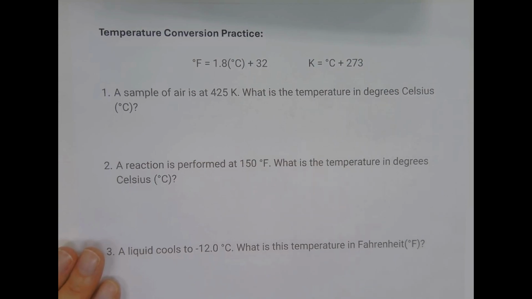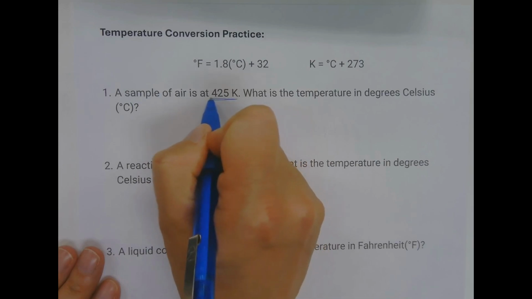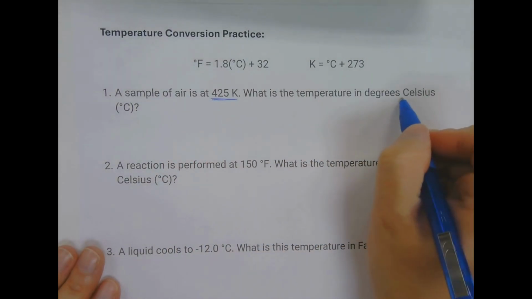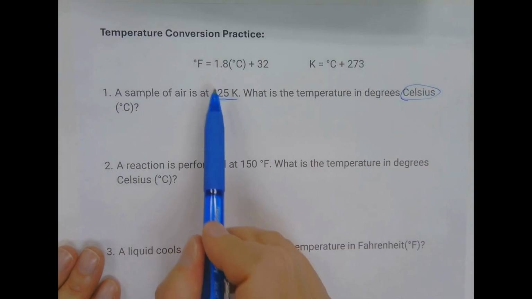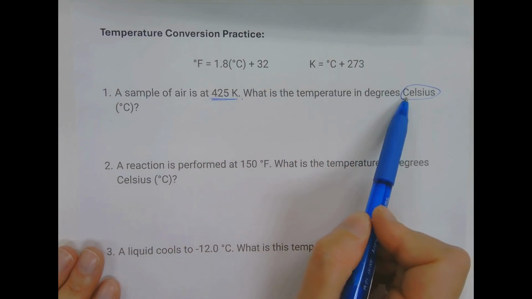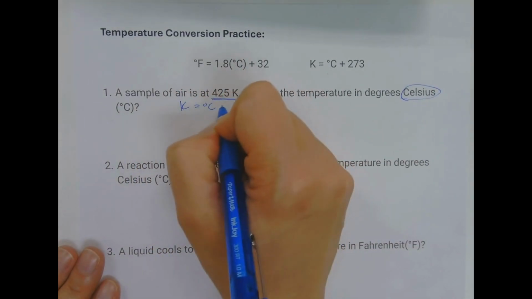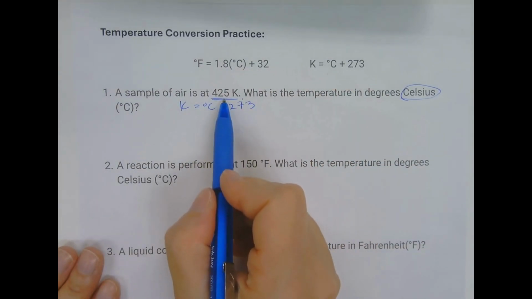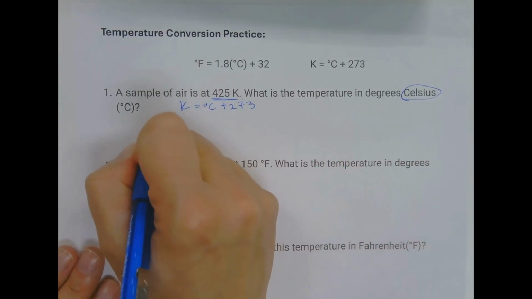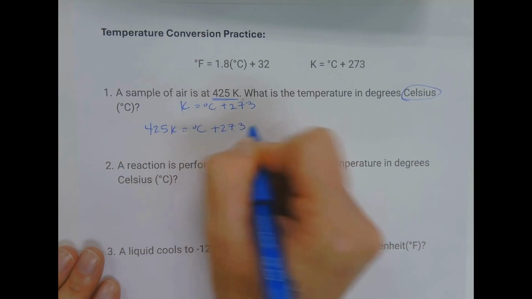So here's our first question. A sample of air is at 425 Kelvin. What is the temperature in degrees Celsius? Okay, so we're given 425 Kelvin, so I'm going to underline it. And we're looking for degrees Celsius, so I'm going to circle it. So if I look at my equations for which one has Kelvin and degrees Celsius, it's the second one here. So K equals degree C plus 273. Okay, now I'm going to take my Kelvin and plug it in for K. So 425 Kelvin equals degree C plus 273.